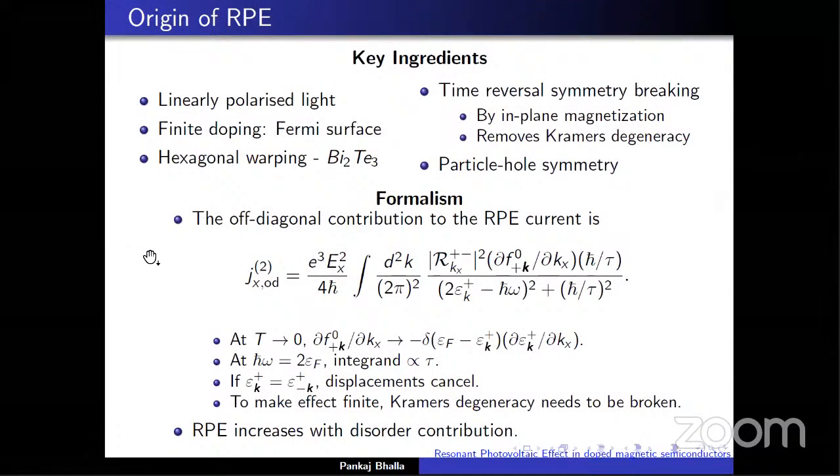Now the question is, what is the origin? What are the key ingredients we need for this type of effect? One needs linearly polarized light. The Fermi surface should be doped, because we have seen that it is proportional to tau in a certain limit. The system should have hexagonal warping, that means some distorted Fermi surface should be there. Fourth, time reversal symmetry should be broken. And we have considered particle-hole symmetry also in our picture. So this is the same stuff here.